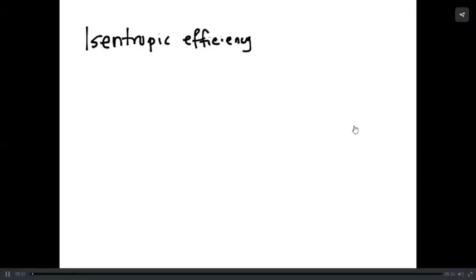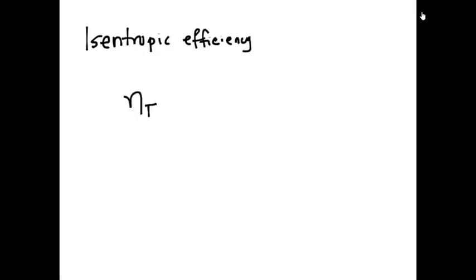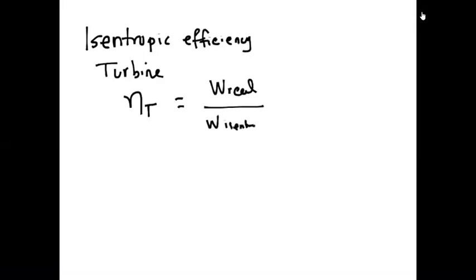We're going to talk about the isentropic efficiency, which, for instance for a turbine, is the ratio between the real work that the turbine performs over the isentropic work that the turbine might have. And we're going to state it.